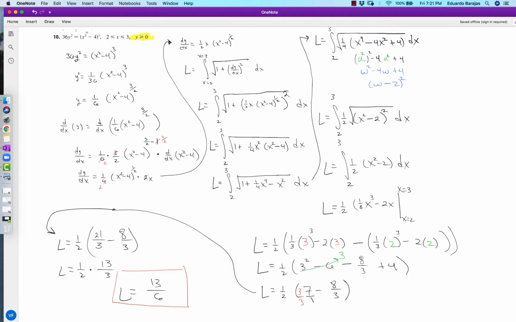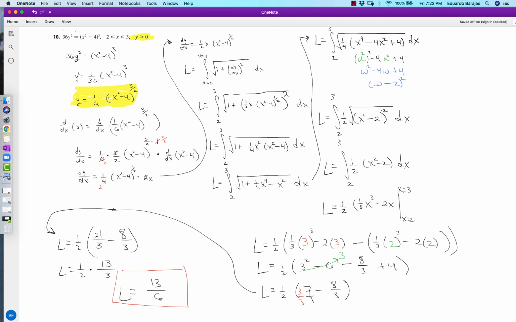Okay, so earlier we worked with this equation, 36y squared equals (x squared minus 4) raised to the power of 3. And we were asked to find the length of the curvature, this curvature, as x ranges from 2 to 3. Okay, so the first thing we did is solve for y. So here is the solution for y. So this is some function.